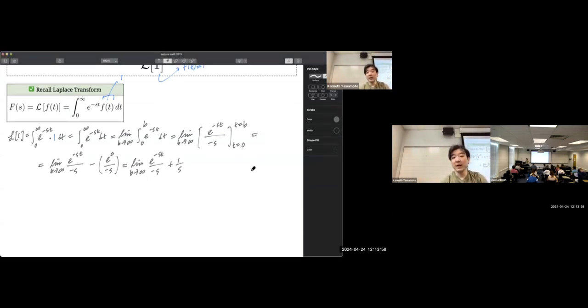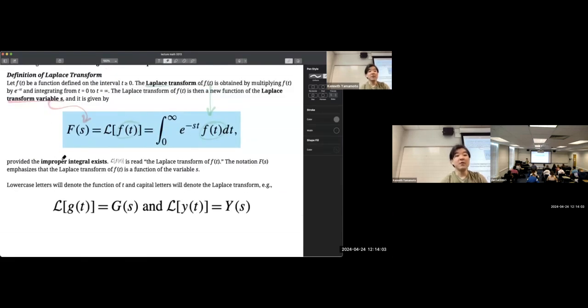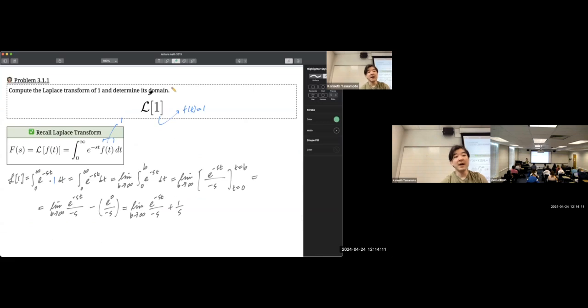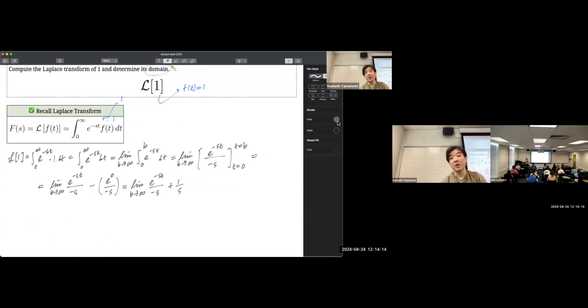This limit right here, we have to be careful. The Laplace transform is this, provided that the improper integral exists. This is asking you to also determine its domain. From the second term, we know that s can't be equal to 0. The Laplace transform is a function of s, and for it to exist, we need to make sure that s doesn't equal 0.